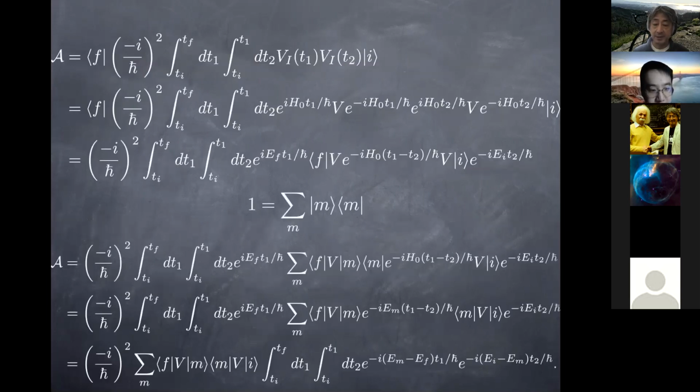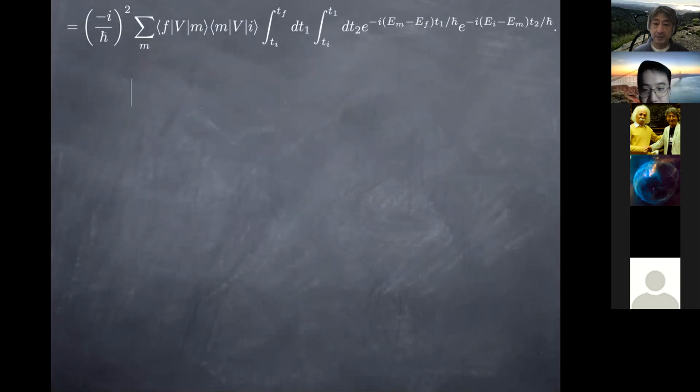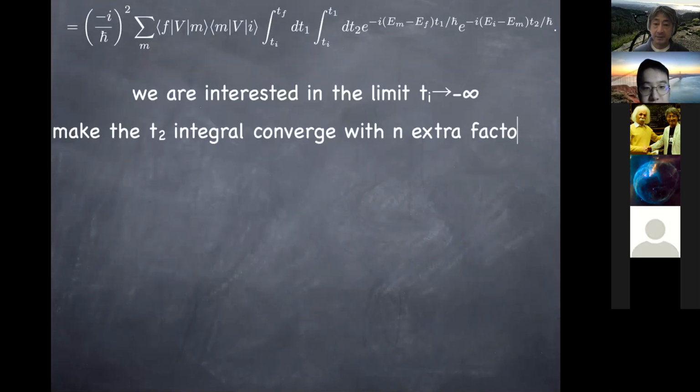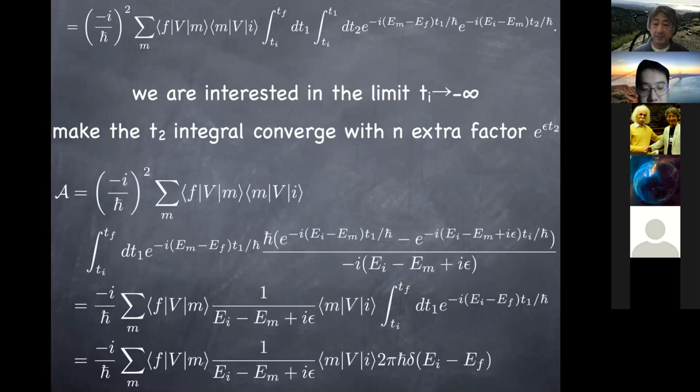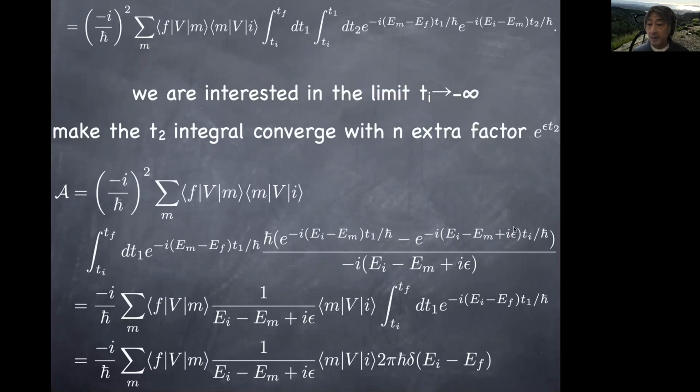Any other questions? Why does the epsilon T2 make it vanish, or converge, sorry? Once we have epsilon here, and I'm sending Ti to negative infinity, epsilon times minus i is 1, and epsilon is meant to be positive. As Ti goes to negative infinity, this factor is exponentially damping and goes to 0. So that's how we force this integral to converge.